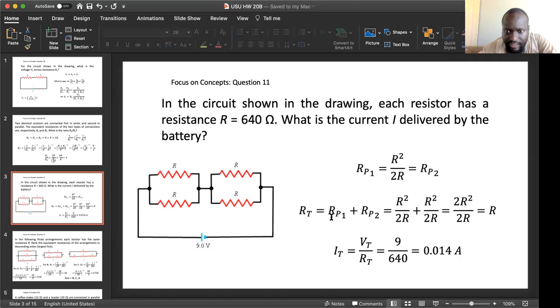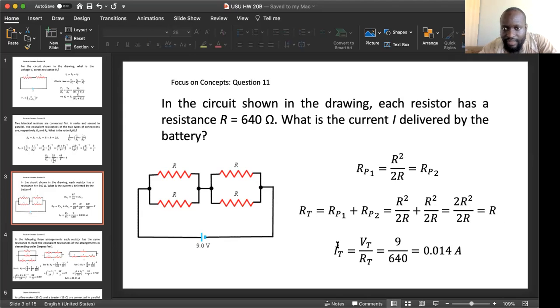So the total resistance becomes R parallel 1 plus R parallel 2 for series connection. So product over sum, that's how I got this equivalent without having to worry about 1 over or anything. So it becomes R squared over 2R plus R squared over 2R, which is what we got before. R squared over 2R is just R over 2 plus R over 2, which is 2R over 2, you just get R right there. So the equivalent resistance here is R.